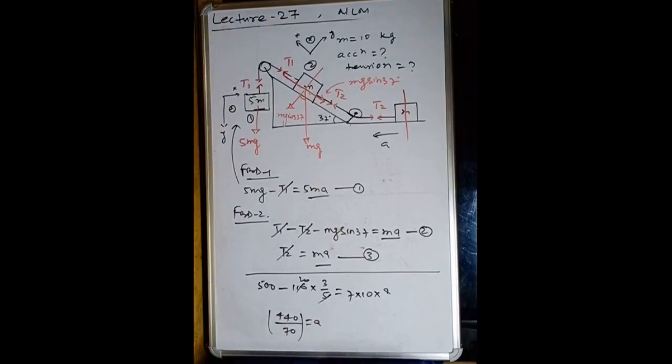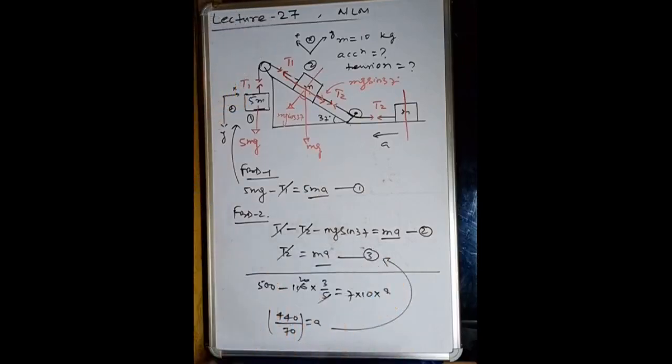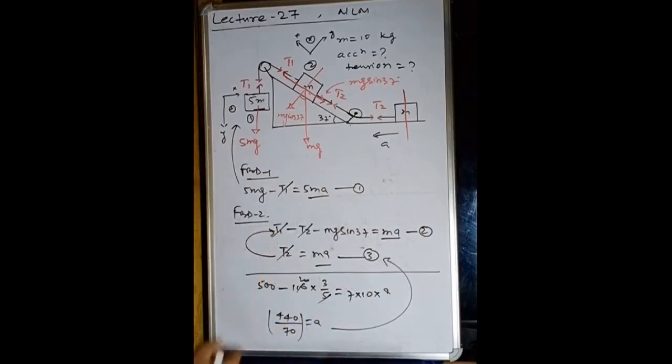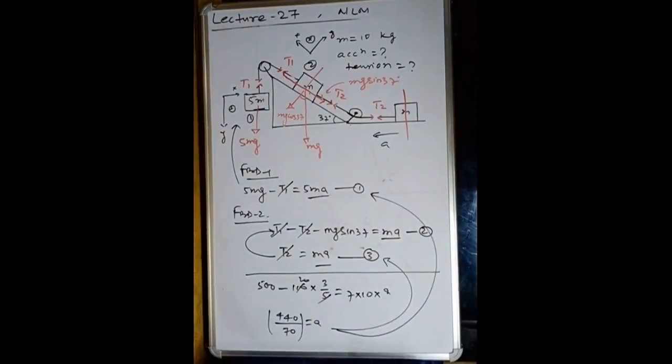After finding the value of a, you will put the value of a in equation 3, you will get T2. After putting the value of T2 in this equation, you will get T1, or if you have the value of a, you will get the value of T1 directly from this equation.